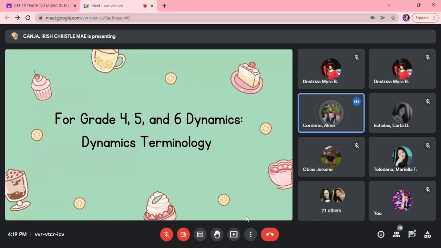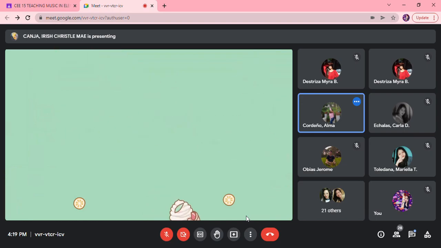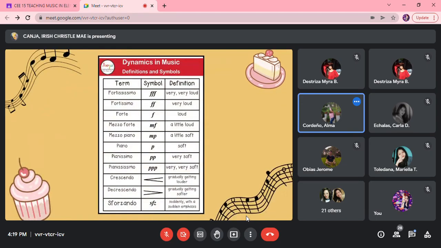So for grade 4, grade 5, and grade 6 is dynamics terminology. So it's all talking about the definition of music terms. So ito po yung dynamics in music definition ensemble.